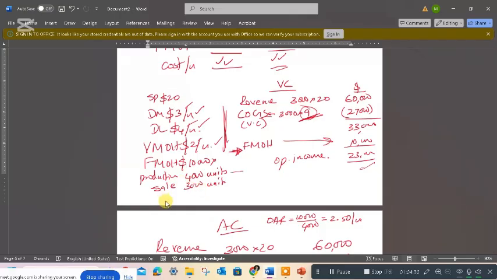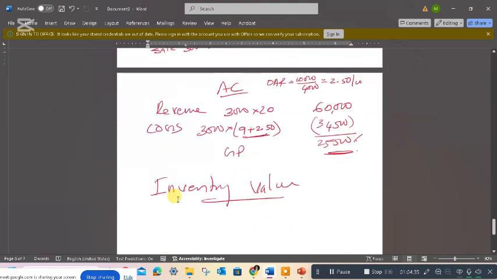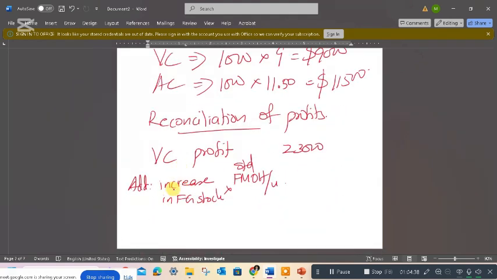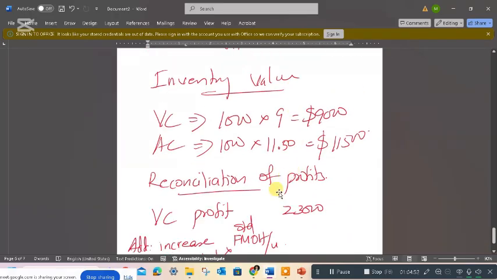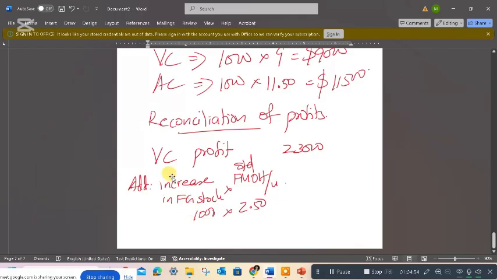4,000 manufactured, 3,000 sold. So 1,000 units has gone to the inventory. Inventory should have increased by 1,000 units. Remember the fixed manufacturing overhead absorption rate, I found it here, 2.5. Multiply by 1,000 units, the increase in stock. Suppose if it's a decrease, you put minus. Decrease will be minus, increase is plus. 2.5 times 1,000 is 2,500. Add them, you get 25,500. This will be the absorption costing profit.